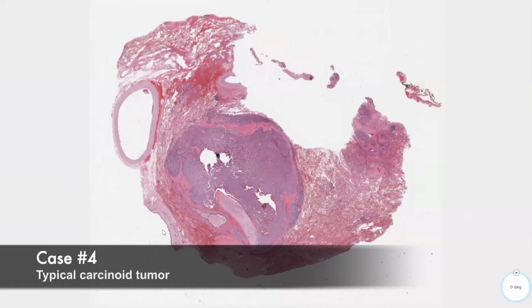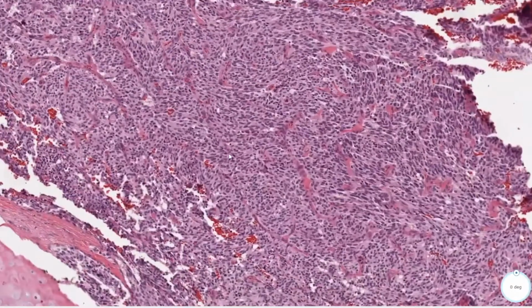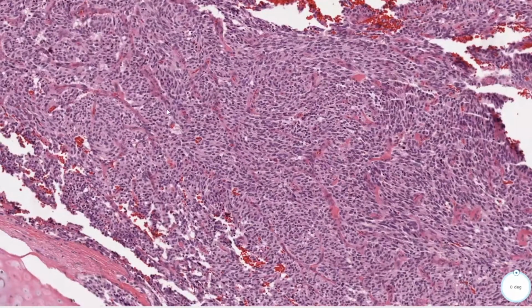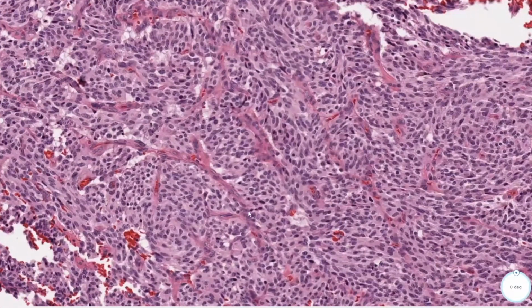So you can see that this is likely a central mass, as we have a large airway here with cartilage here. And you can see at low power, we have this relatively well circumscribed lesion here. And when we move down to a bit higher power, we can see that it has this kind of organoid appearance where we have these nests of cells that are interspersed by this fine, delicate vasculature pattern.